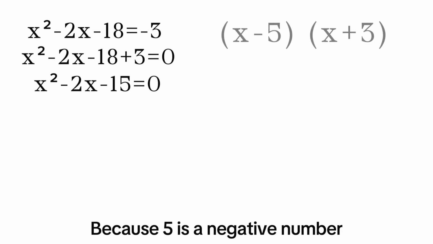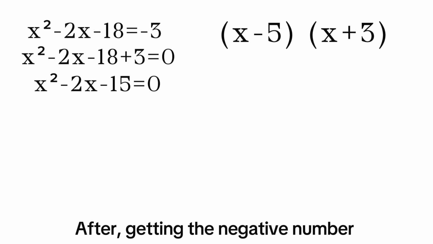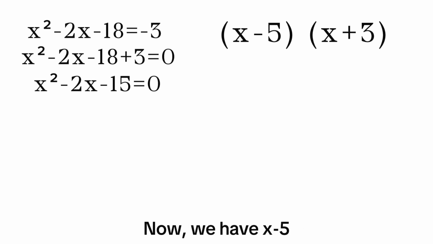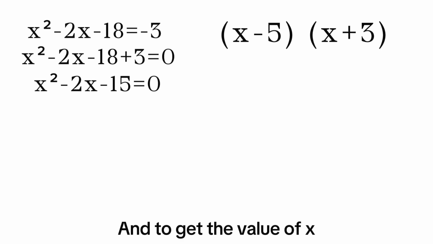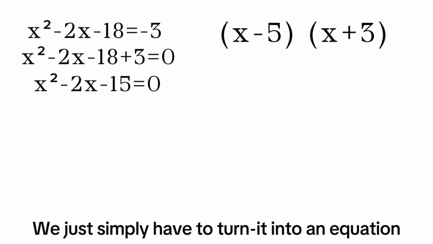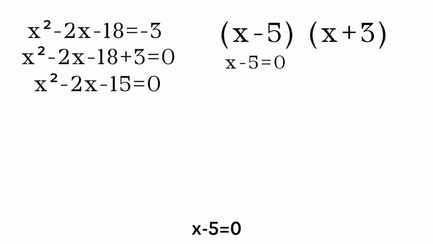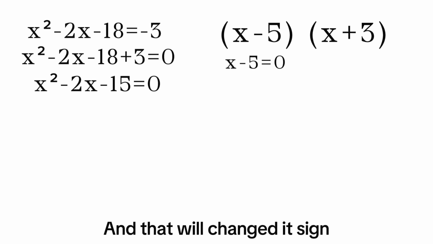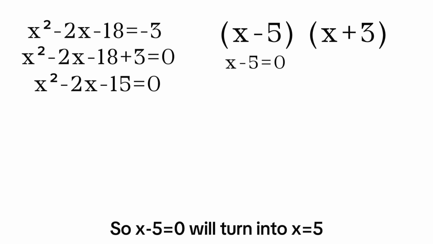Because 5 is a negative number, after getting the negative number, we can now get the value of x. Now, we have x minus 5. And to get the value of x, we just simply have to turn it into an equation. X minus 5 equals 0. We shift the 5 to the other side, and that will change its sign. So x minus 5 equals 0 will turn into x equals positive 5.